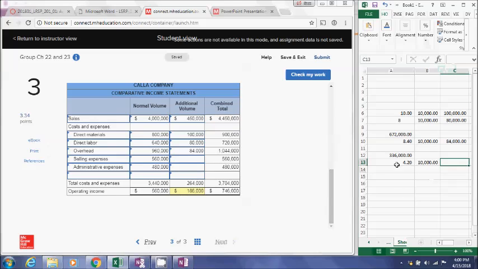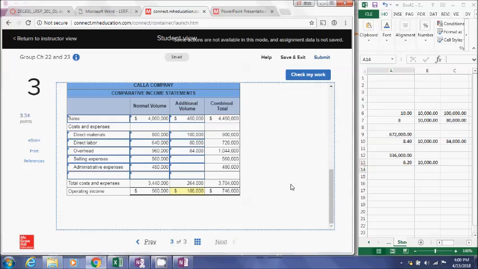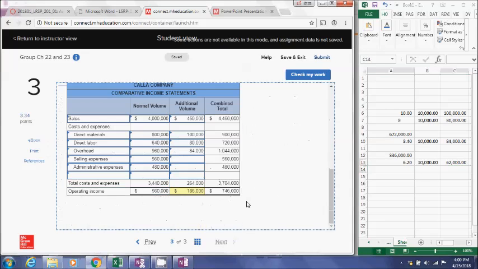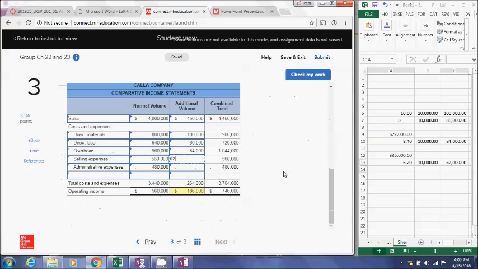Oh, but wait, don't we need to add in $2 per unit here? And we absolutely do. So we're actually going to make this $6.20. Just in case you missed it, it says whatever your selling is, add an additional $2 per unit. So obviously that's going to be $62,000. So we get $62,000 here.